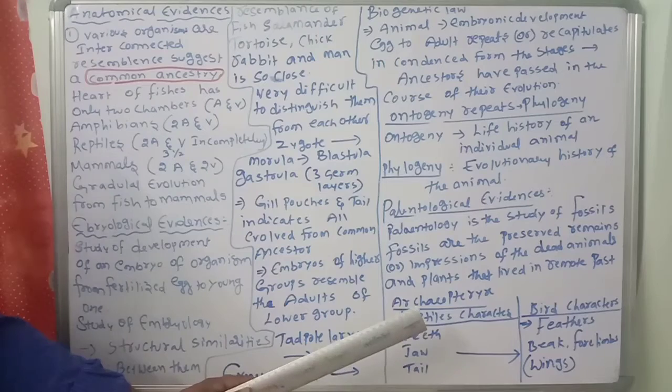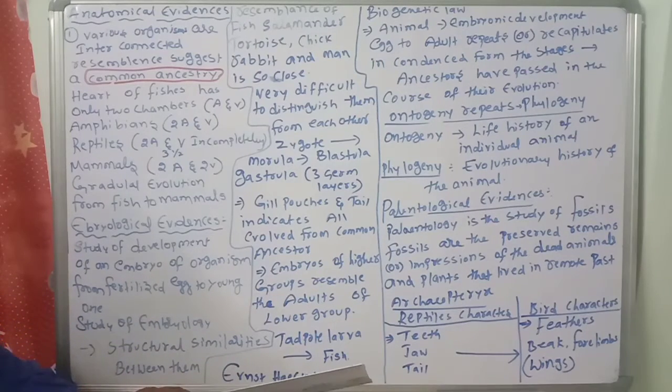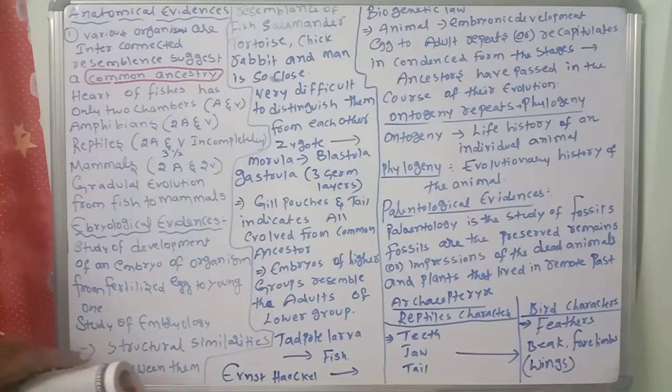Next, come to the paleontological evidences. This is another important point to remember. What is paleontology? The study about fossils is called paleontology. Paleontology actually means the study of old beings. So how can you define paleontology?